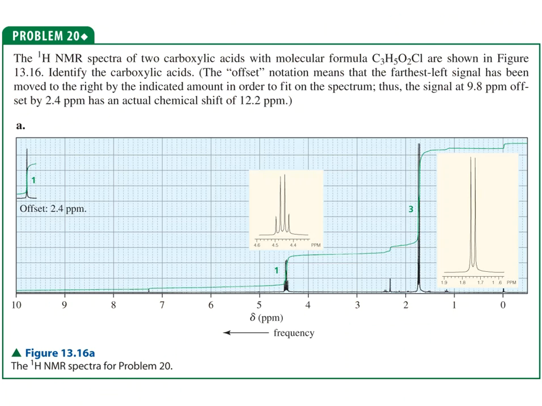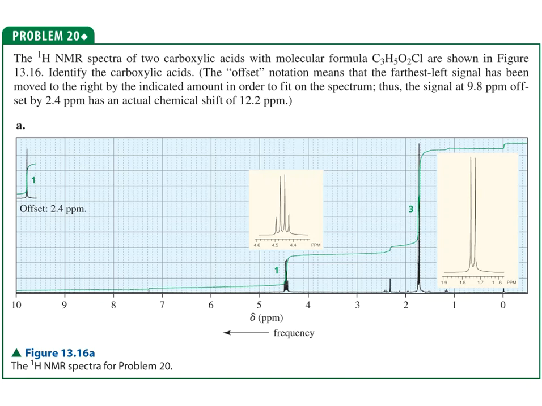Problem number 20. It says the HNMR of two carboxylic acids with a molecular formula of C3H5O2Cl are shown in figure 13.16. So you're only seeing one, the second one's on the other slide. And it says identify the carboxylic acids.